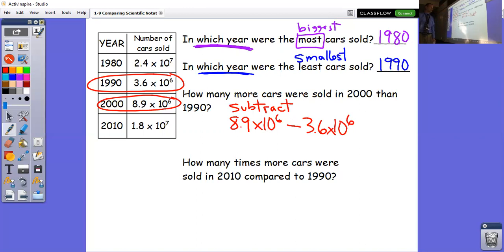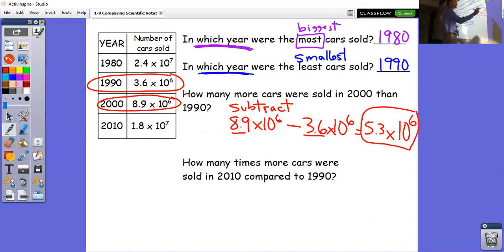Again, you could just type it right directly into the calculator if you wanted to, or you could just use the rule, all right? The rule, since they have the same exponent, you would keep the exponent the same, times 10 to the 6th power, and just subtract the numbers that are in front of the times 10. 8.9 minus 3.6 gives you 5.3. That would be an acceptable answer. Or if you use the calculator and typed it in, you would have 5.3 times 10 to the 6th. So that would be 5,300,000, which is 5.3 times 10 to the 6th.